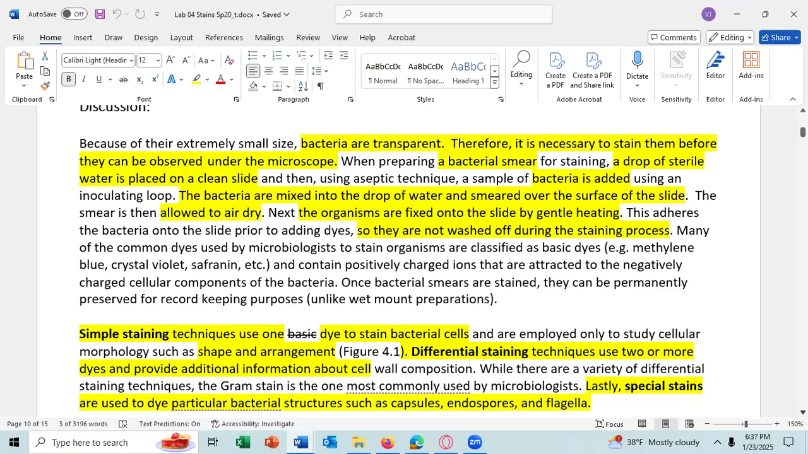You then allow it to air dry, and then the organisms are fixed onto the slide by gentle heating. We usually call that heat fixing. You need to air dry and heat fix the cells onto the slide so they're not washed off during later procedures, such as different steps in the staining process.